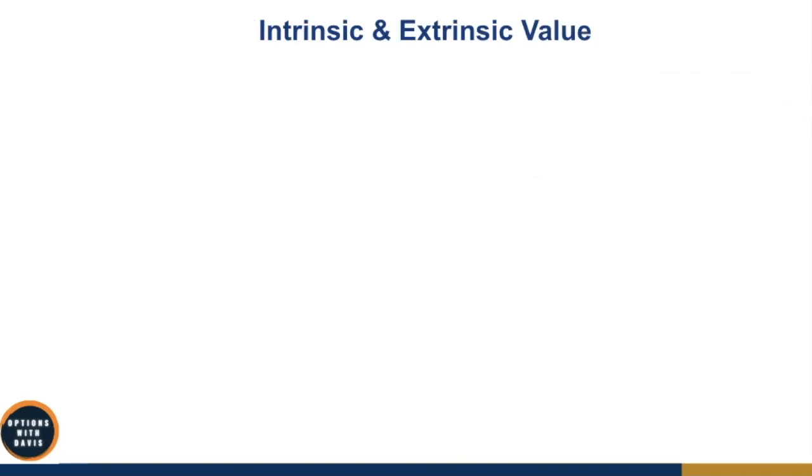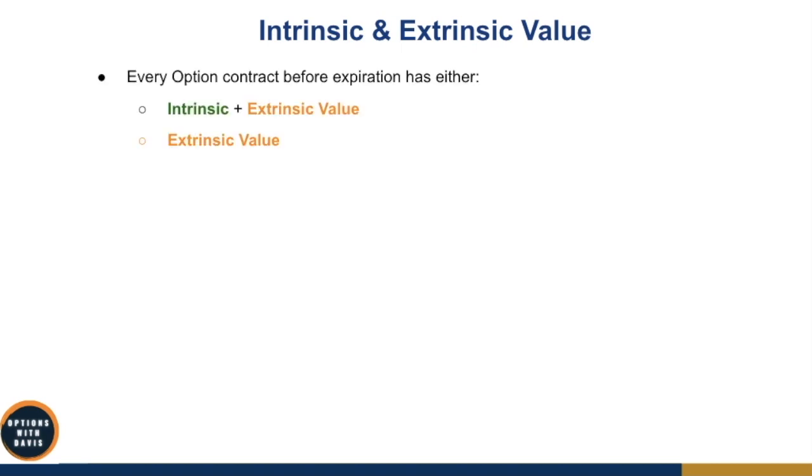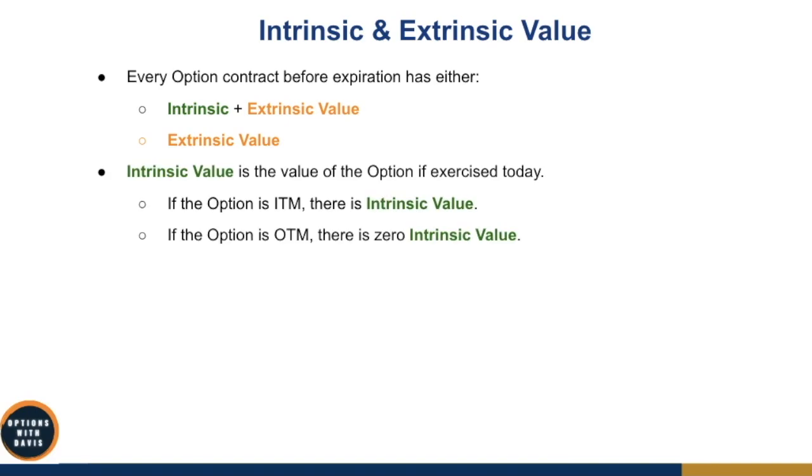Okay, so the next important thing to understand is intrinsic and extrinsic value. This is a very important concept for you to understand, so you really want to pay a lot of attention down here. Every option contract before expiration has either intrinsic plus extrinsic value or just extrinsic value, right? There is no option that is only intrinsic value because there's still time value left. Intrinsic value is the value of the option if exercised today. If the option is in the money, regardless of whether it's at expiration or before expiration, there is always intrinsic value, and if the option is out of the money, there is zero intrinsic value.